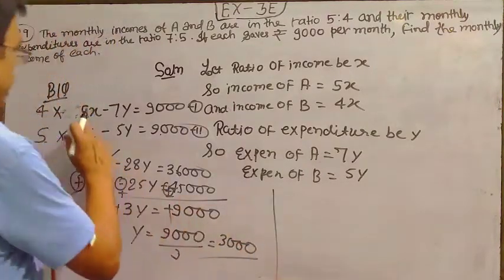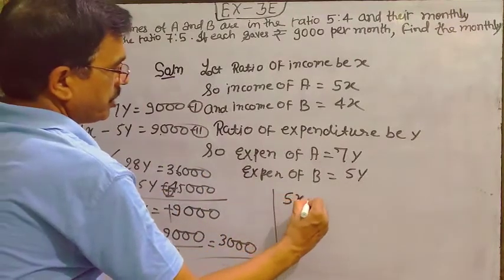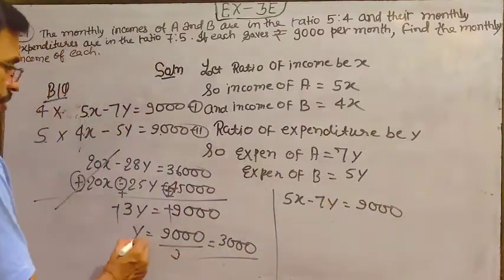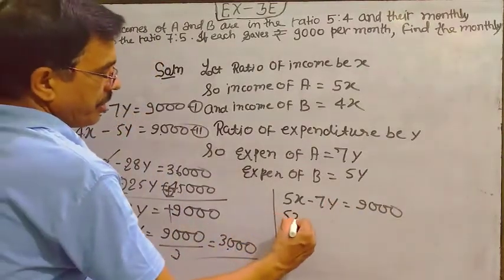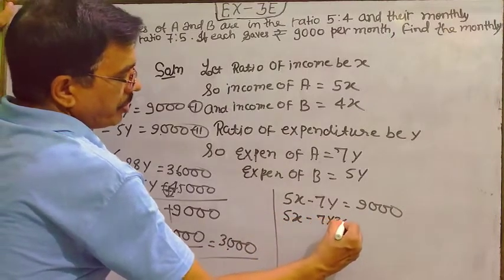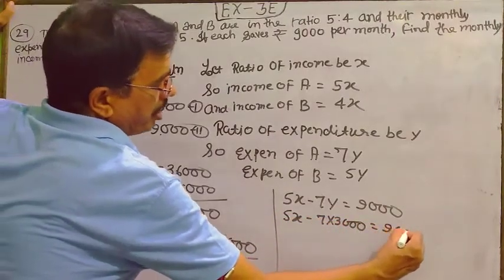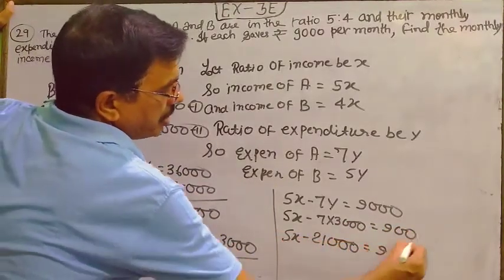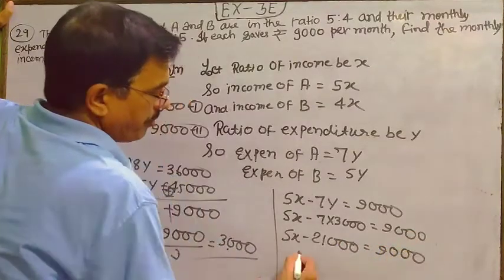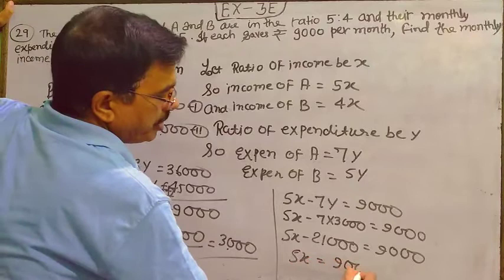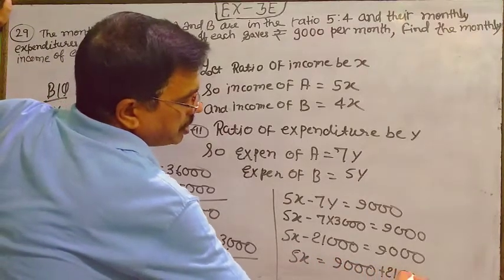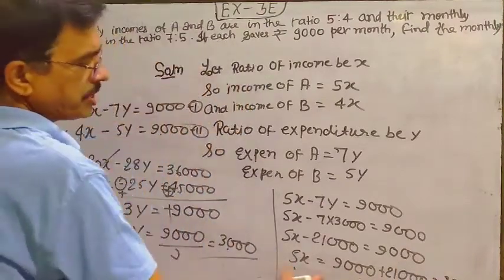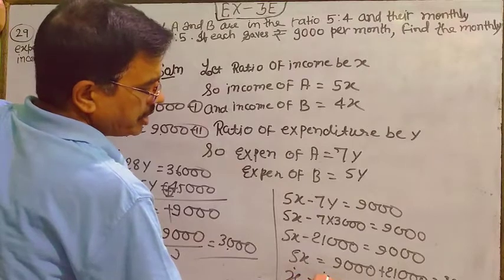Now substitute in the equation 5x minus 7y is equal to 9,000, and the value of y is 3,000. Then 5x minus 7 into 3,000 is equal to 9,000. Then it is 5x minus 21,000 is 9,000. Then 5x is equal to 9,000 plus 21,000. Then it is equal to 30,000. So 5x is equal to 30,000. What is x? X is equal to 6,000.